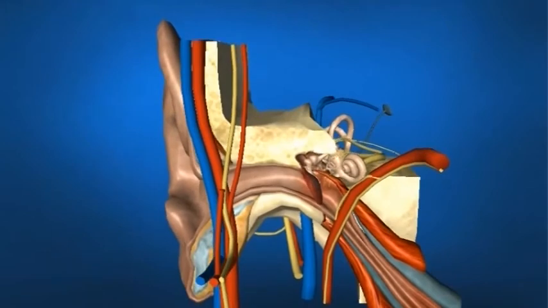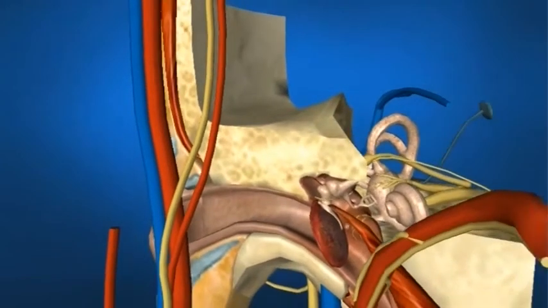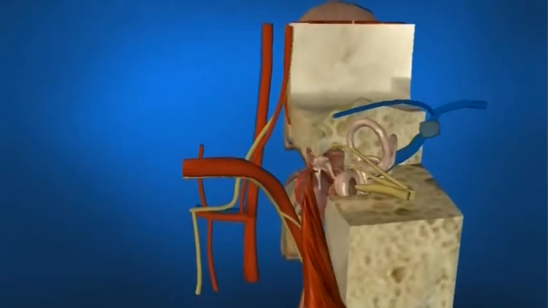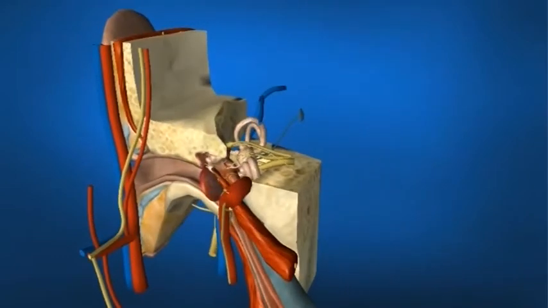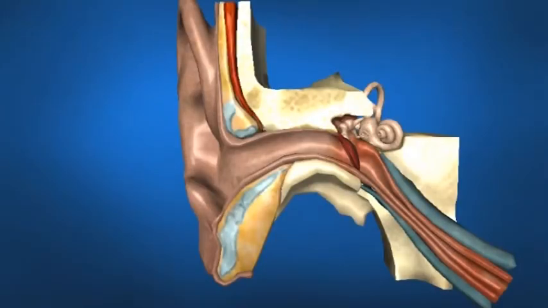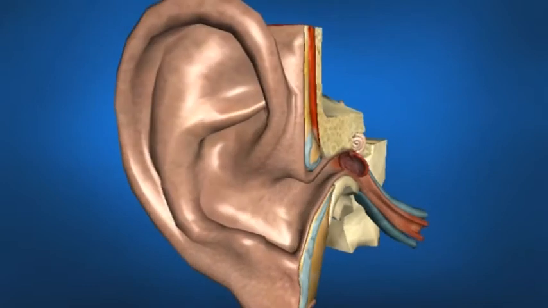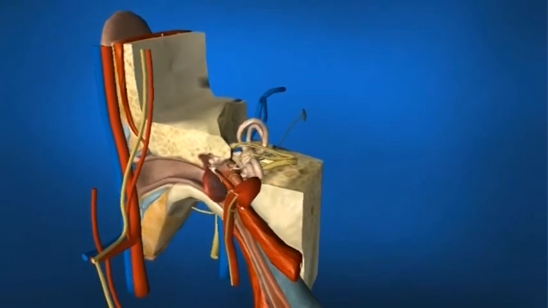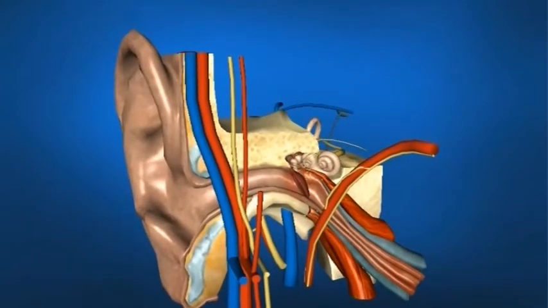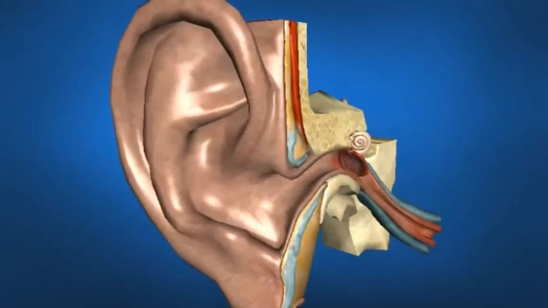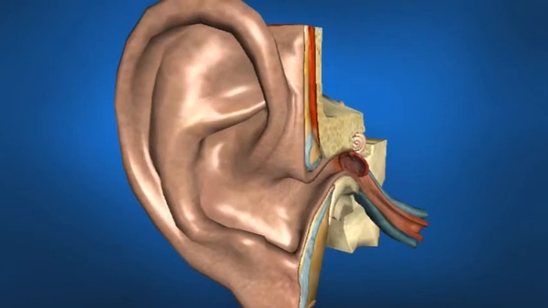The outer ear collects sound waves in the air and channels them to the inner parts of the ear. The middle ear is separated from the external ear by the eardrum. It is an air-filled cavity known as the tympanic cavity. The inner ear is composed of the sensory organ for hearing called the cochlea, as well as, for balance, the vestibular system.